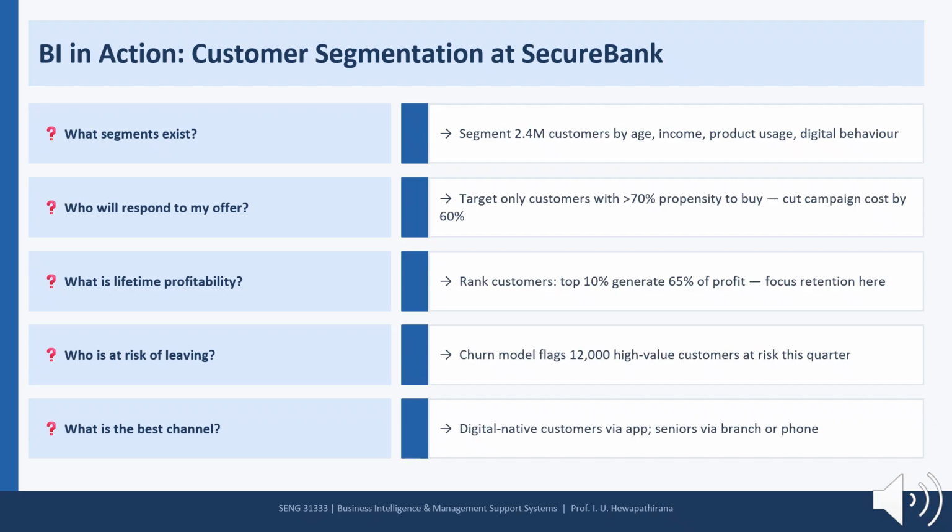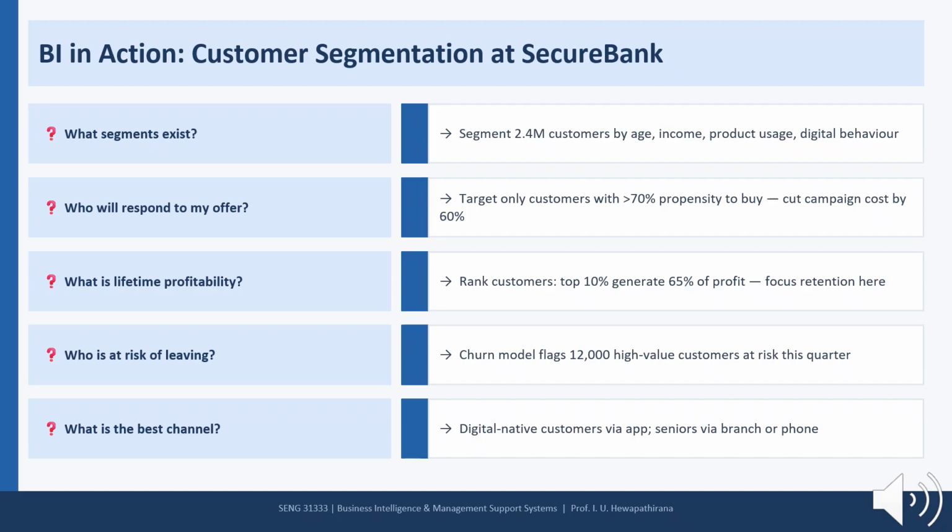The third question is about lifetime profitability. BI reveals that the top 10% of customers generate 65% of the bank's total profit. That insight completely changes how the bank prioritizes its retention efforts. It stops treating all customers equally.